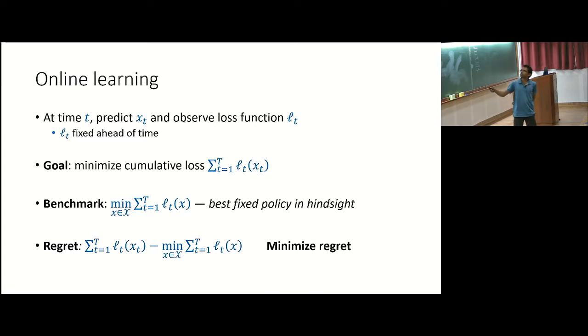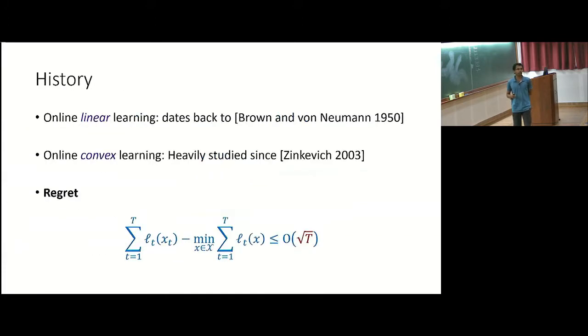Okay, so this is the framework of online learning, and in the framework of online learning, we are interested in regret minimization algorithms. This again has a very rich history going back all the way to Brown and von Neumann in 1950. And one of the first settings that were considered was online linear learning, where the loss function lt here is linear. So you have a vector ct, and each lt of xt is just the inner product of ct comma xt. Okay?